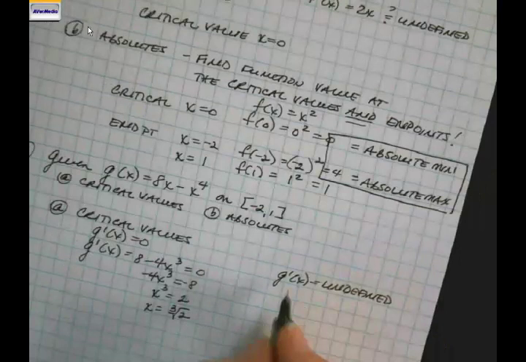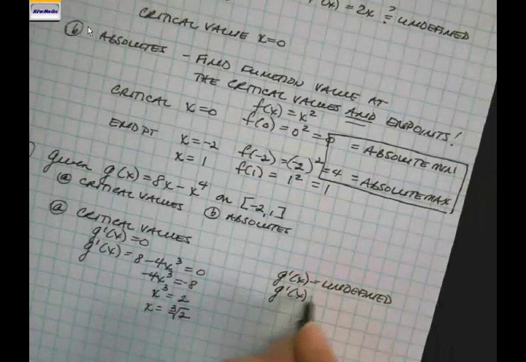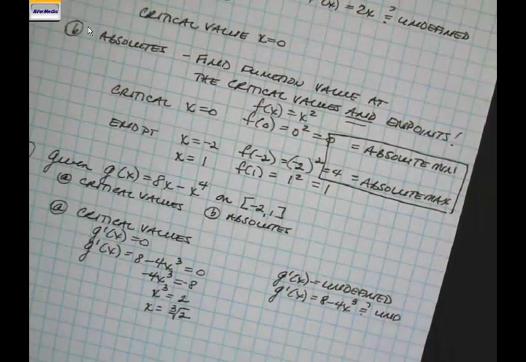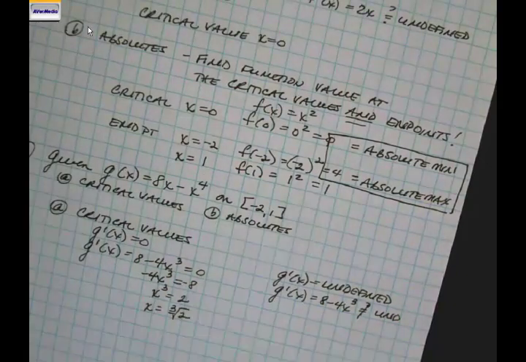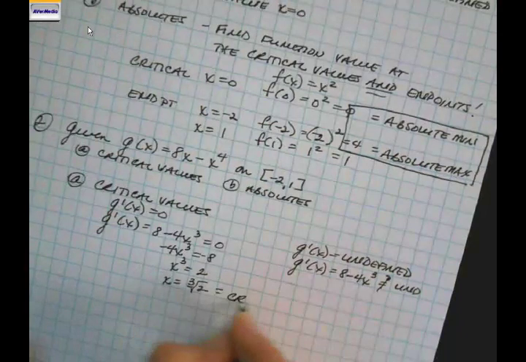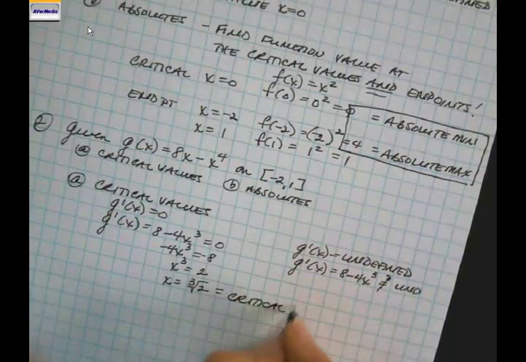Okay, is it ever undefined? g prime of x equals 8 minus 4x cubed. Can I ever make that undefined? No. You're only going to get undefined stuff with radicals or rationals, and rationals are where you have fractions. So I don't have a fraction, I don't have a rational, so this isn't going to happen. So here's my critical value. That's my answer to part A.